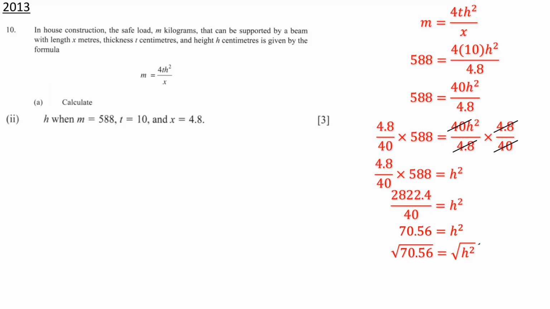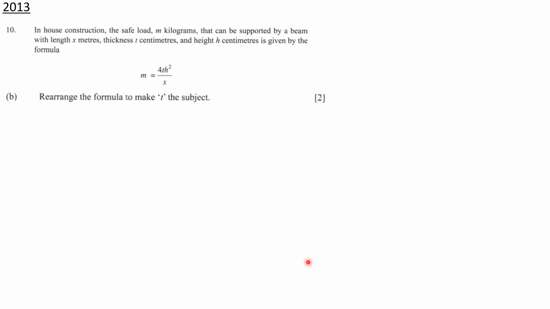So the square root and the square cancel out each other. And so we are left with h is equal to the square root of 70.56. And what is the square root of 70.56? Well, the square root of 70.56 is 8.4. And so h is equal to 8.4. So the value of h when m is equal to 588, t is equal to 10, and x is equal to 4.8 is 8.4. Moving right along, we have a next question.